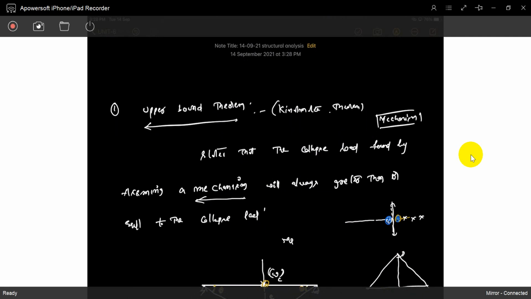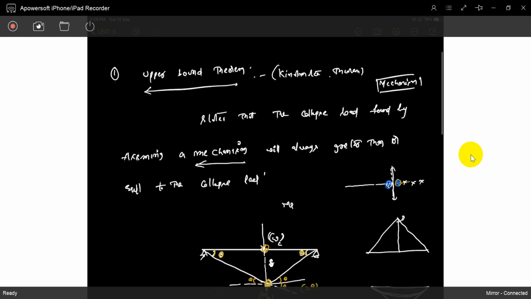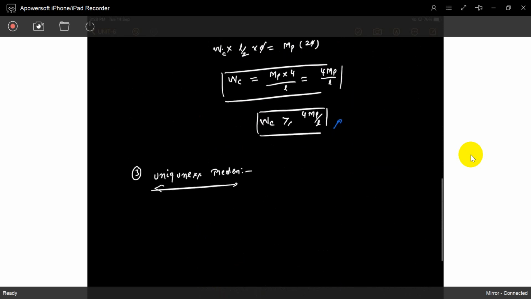Just crossed it. Okay. So what is general, sir? The uniqueness theorem is both combined. So there is no need at all. There is no uniqueness. You can consider those two values. If you consider both equilibrium and mechanism, both you will consider, that is the uniqueness theorem.